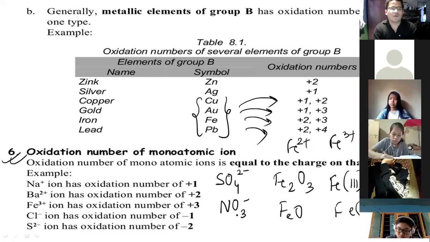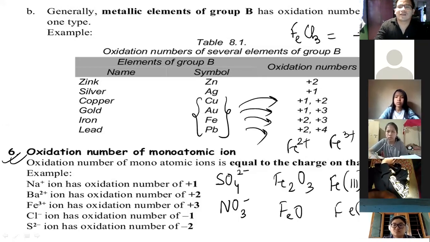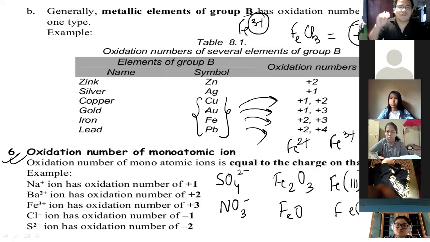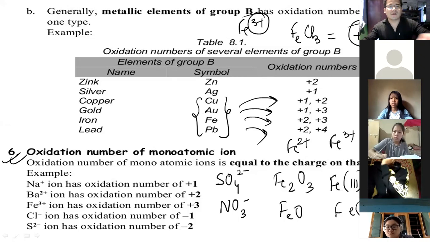on that ion. For monoatomic ions, the oxidation number is the charge they carry. Sodium ion has +1, barium has +2, ferric ion in FeCl3 has +3. So what will be the oxidation state of iron? It is +3, as it is the ferric ion. Similarly sulfide ion in sodium sulfide has -2 oxidation number.